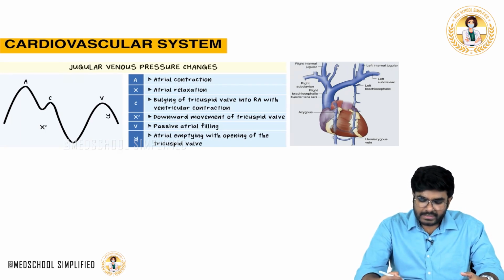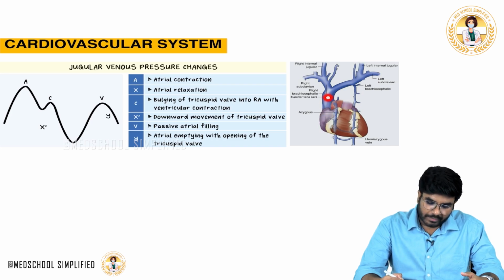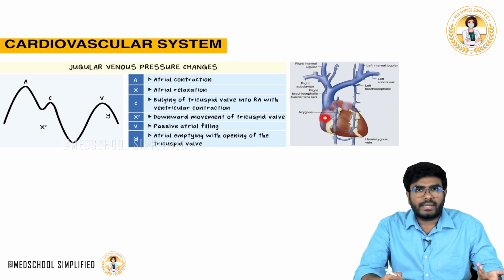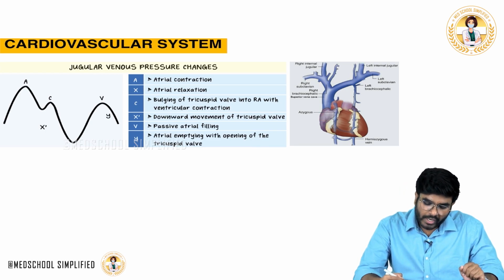Now please look here, guys. This area is the right atrium. Right atrium is in contact with what? It has a direct connection with the superior vena cava. So the superior vena cava is bringing the deoxygenated blood to the right atrium. Of course, even the inferior vena cava will also bring deoxygenated blood to the right atrium, but we are not concerned about that right now.